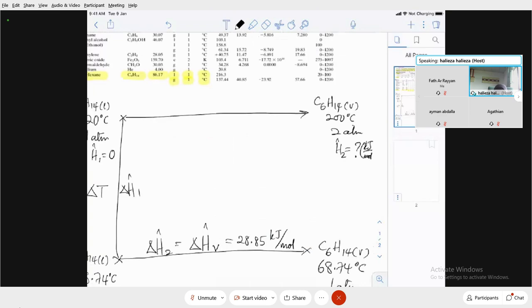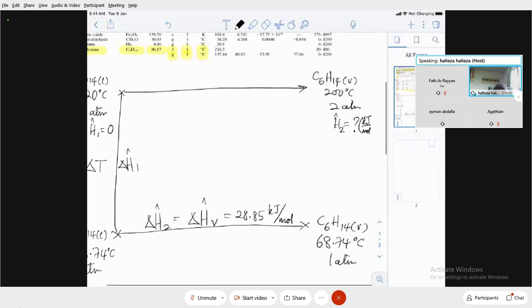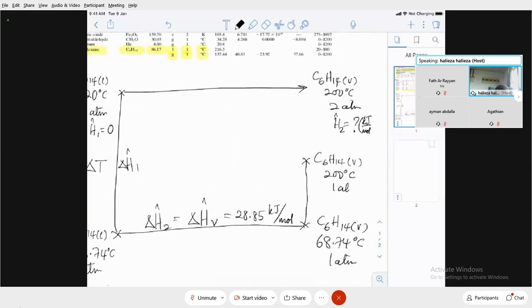Now, what else? I haven't reached my final condition yet. What do I need to do? Change in temperature at constant pressure. Okay, change in temperature. I'm already vapor, so I skip the vapor phase. Then change the temperature. What temperature? 200 degrees centigrade. Okay, 200 degrees Celsius and constant pressure, 1 atm. Next.